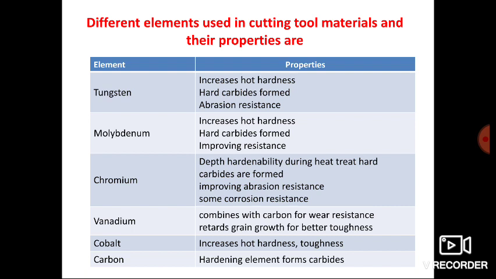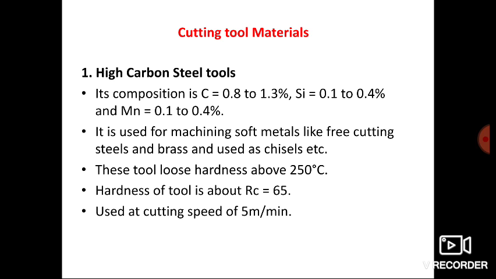Then cobalt and carbon are added to the material of a single point cutting tool. These are nothing but some alloying elements which are added for improving its properties. Now we will be discussing the various cutting tool materials. So the very first cutting tool material is the high carbon steel tool.